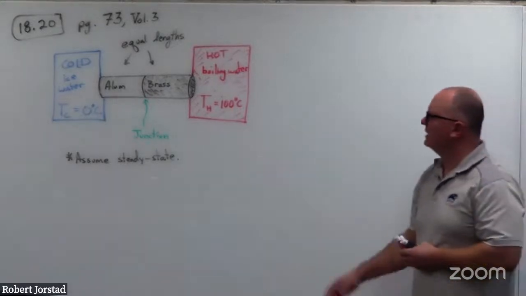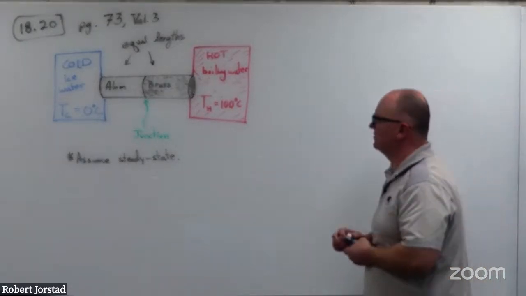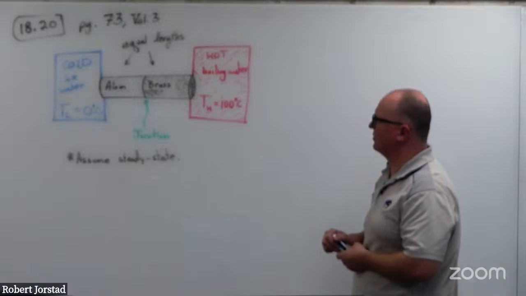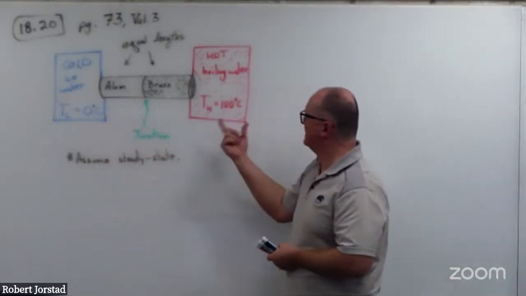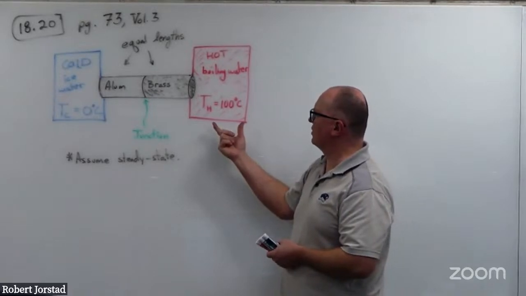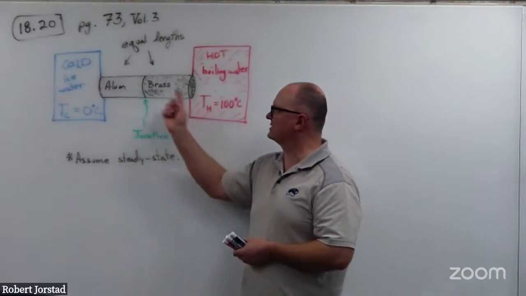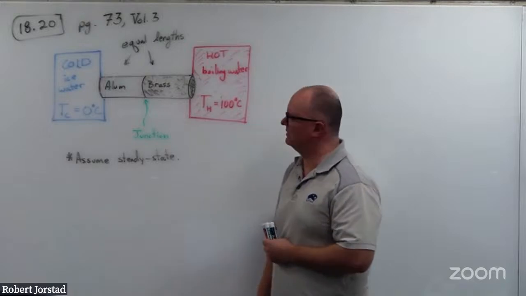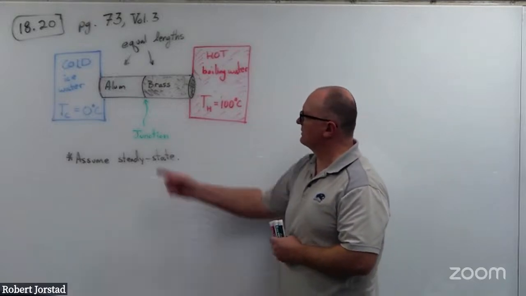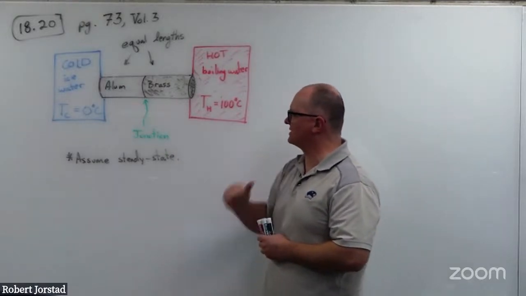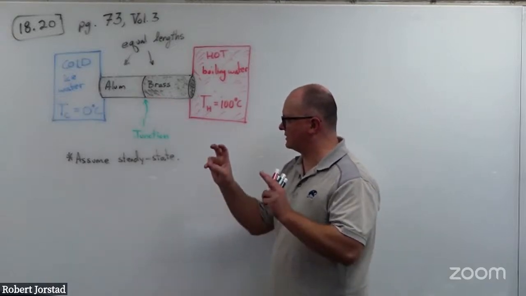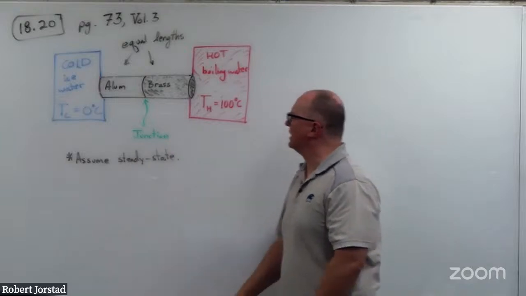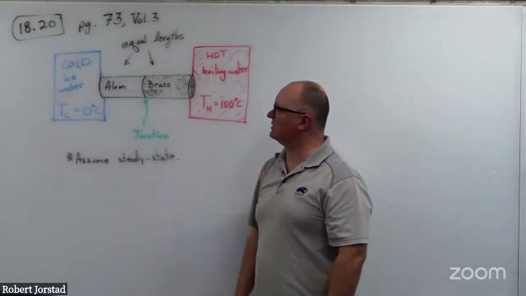Here we go. Page 73, volume 3, we're looking at 18.20. Imagine you have an ice water bath and a reservoir of boiling water, and we're going to connect that with this kind of two material cylinder. You've got aluminum on the left side, brass on the right, and where they meet, I'm just going to call the junction. We don't know the lengths, but we do know that they're equal.